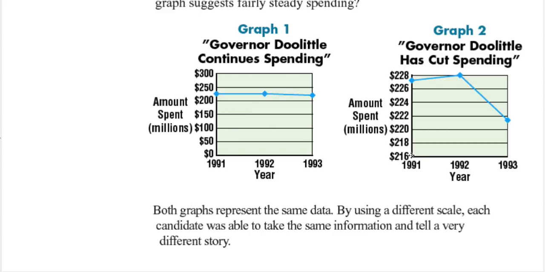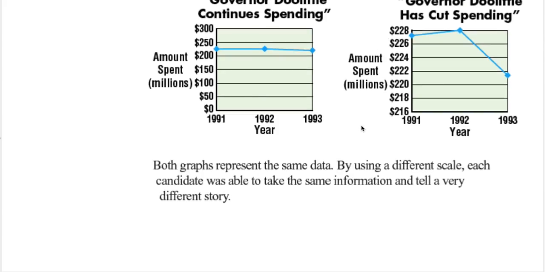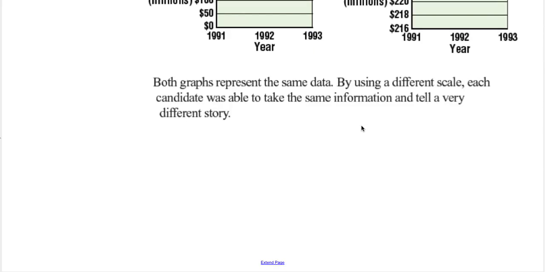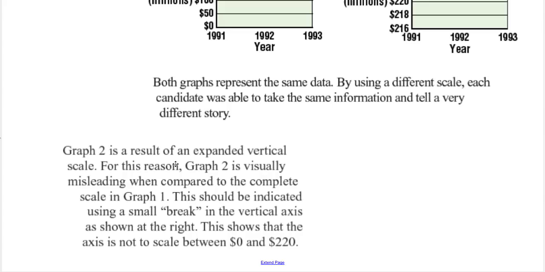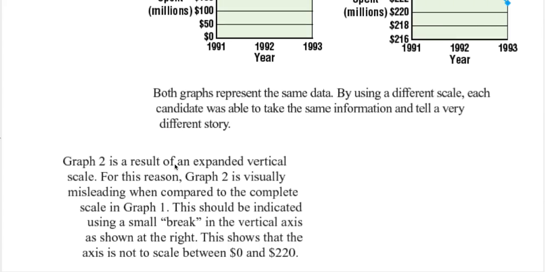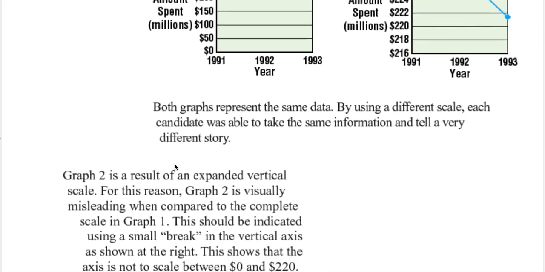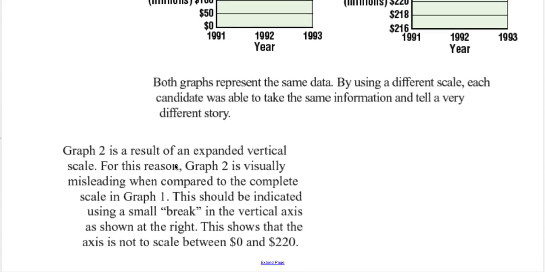In graph 1, the scale was 0 to 300. Look at graph 2. It's 216 to 228. So what does that mean? If you look at this very carefully, graph 2 is a result of an expanded vertical scale. For this reason, graph 2 is visually misleading when compared to the complete scale in graph 1. This should be indicated by using a small break in the vertical axis as shown at the right.